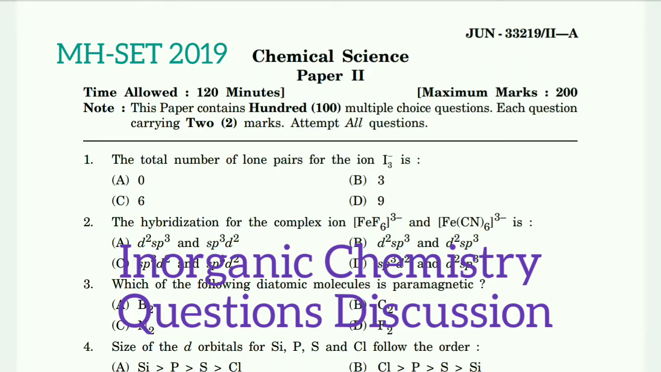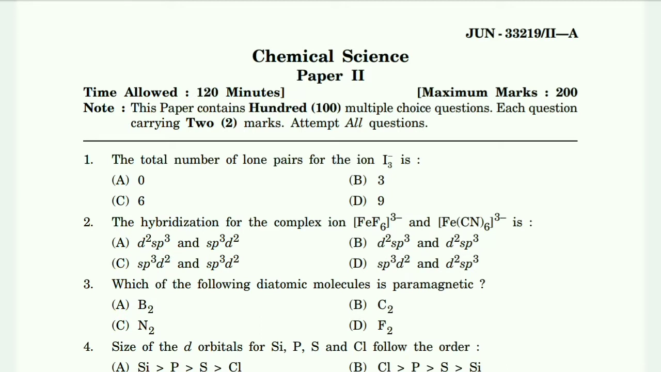Now let's discuss the MHT-CET 2019 question paper. That is the question from inorganic chemistry. The first question is the total number of lone pairs for the ion I3 minus. Now the I3 minus has trigonal bipyramidal geometry with the central atom iodine having 3 lone pairs and 2 bond pairs. So the total number of lone pairs for the ion I3 minus is 3.